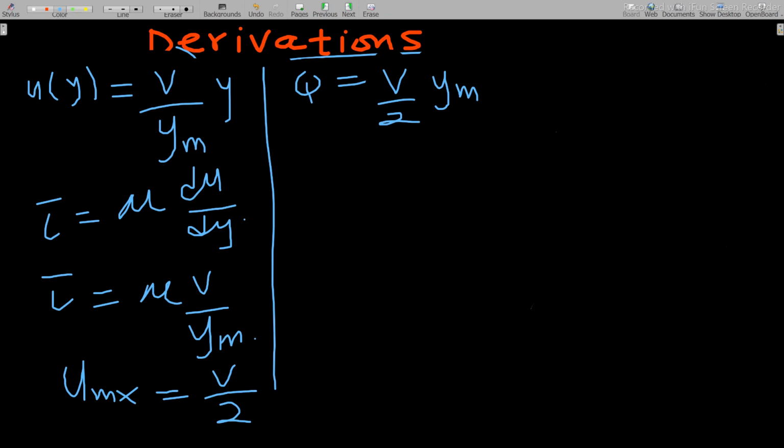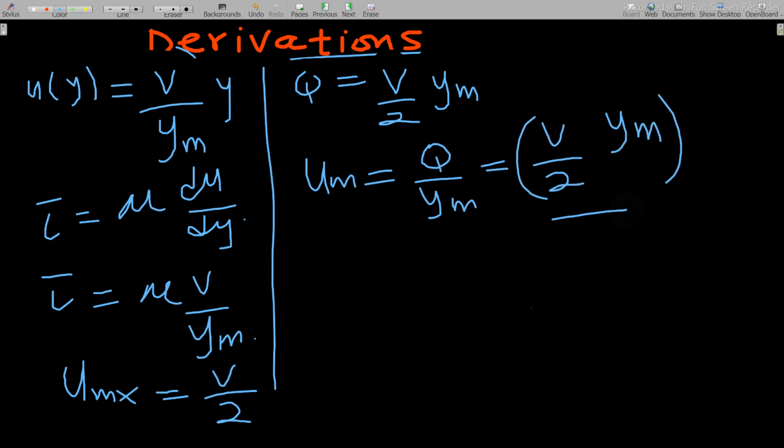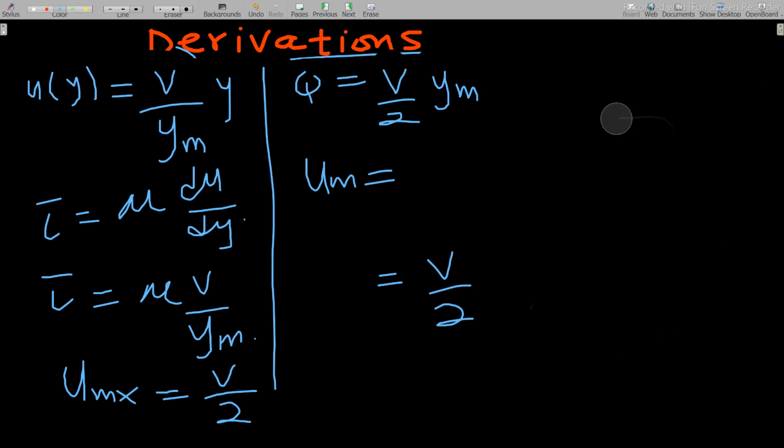Now let's go to the u mean, that is the average velocity. You see u mean, let me use um for u mean, is equal to Q over ym. From our last discussion, this is what we wrote. So I have V over 2 ym all over ym, and this will definitely cancel this. Now we are left with V over 2. So now I have u mean to be V over 2. Now what is the relationship between the u max and u mean?